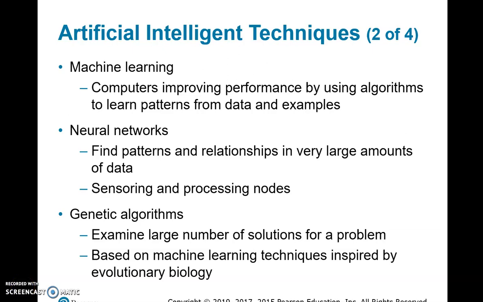There are various artificial intelligence techniques. Machine learning is a common platform for artificial intelligence. Basically, this is where computers can improve their performance by using algorithms. These algorithms are software written by IT people, scientists, data analysts, and various researchers.